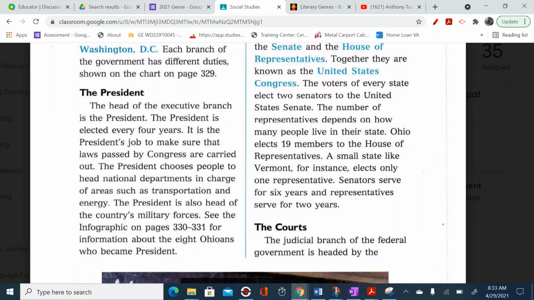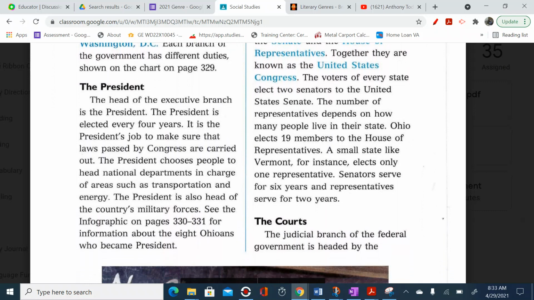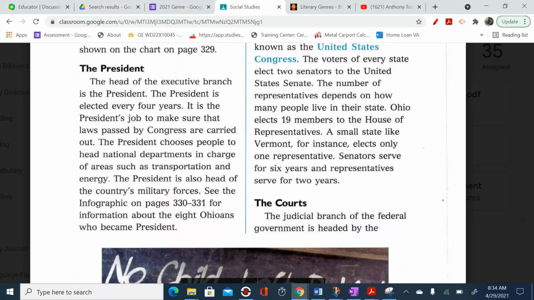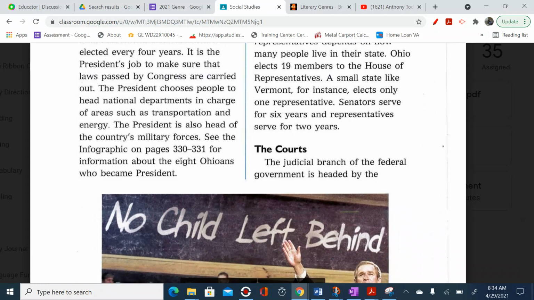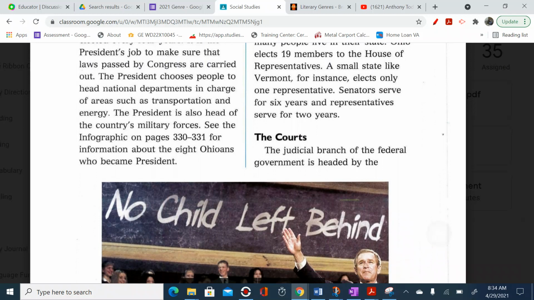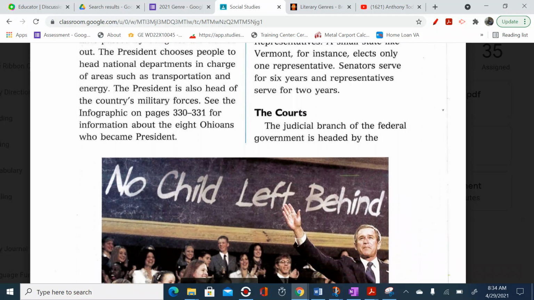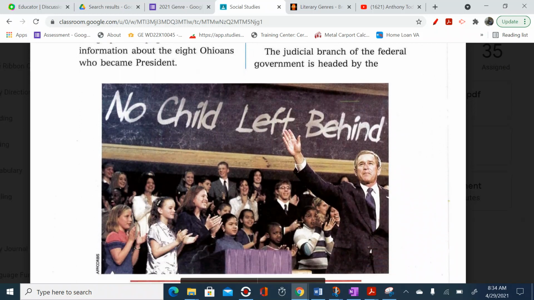But here's Roman numeral 4, the president. The head of the executive branch is the president. The president is elected every 4 years. It is the president's job to make sure laws passed by Congress are carried out. The president chooses people to head national departments in charge of areas such as transportation and energy. The president is also head of the country's military forces. See the infographic on page 330 and 331 for information about the 8 Ohioans who became president.